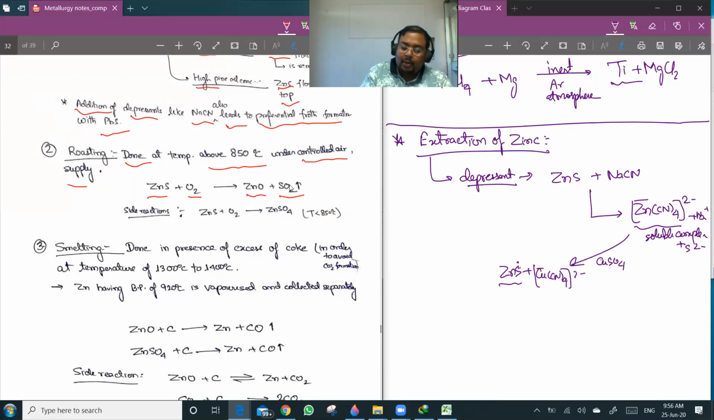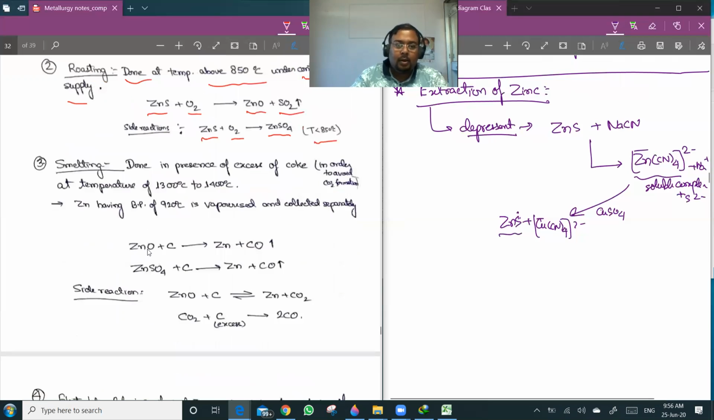But there are side reactions like zinc sulfide plus O2 giving zinc sulfate, especially if the temperature is less than 850. So we try to maintain the temperature above 850 degrees centigrade so that zinc sulfate formation doesn't take place. After this, the next step is smelting.